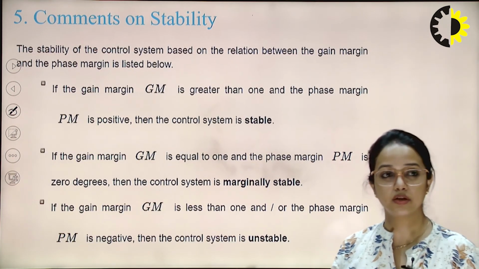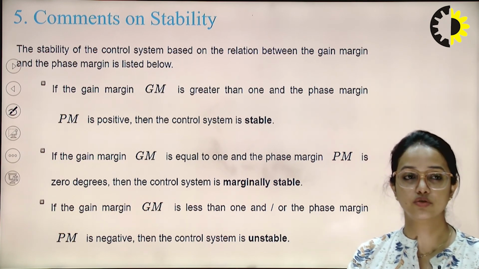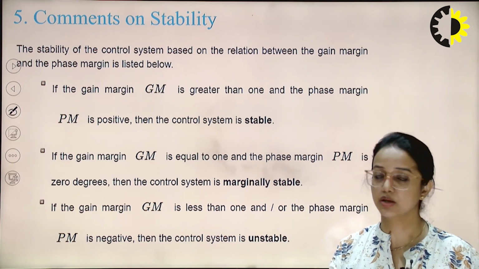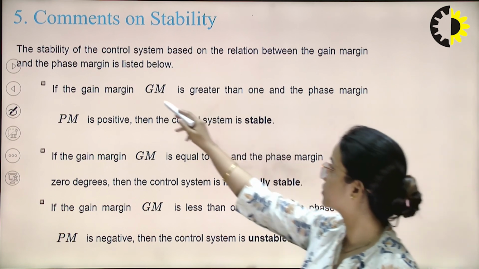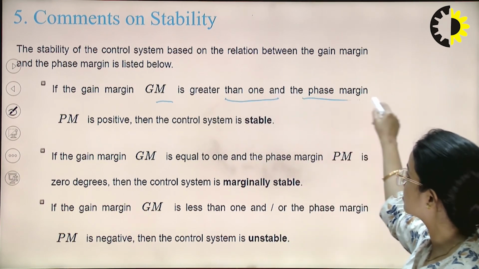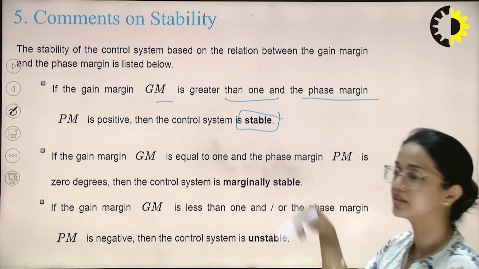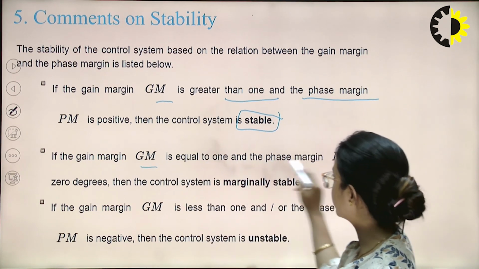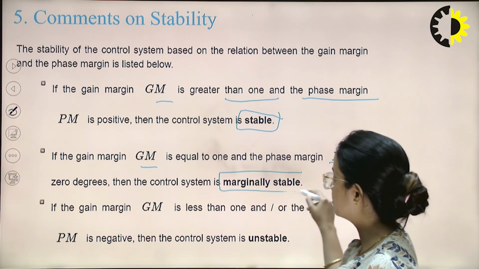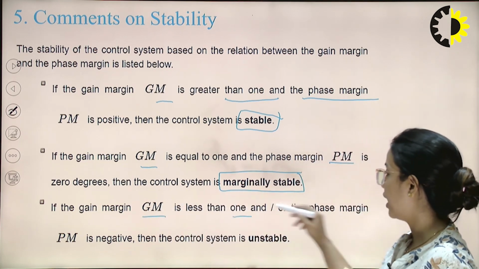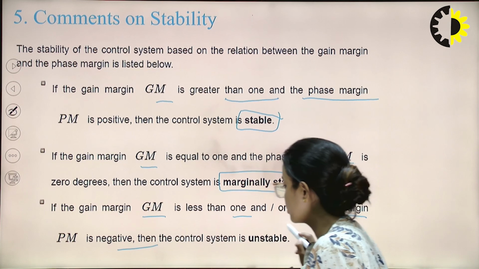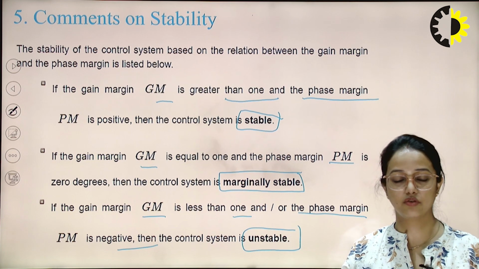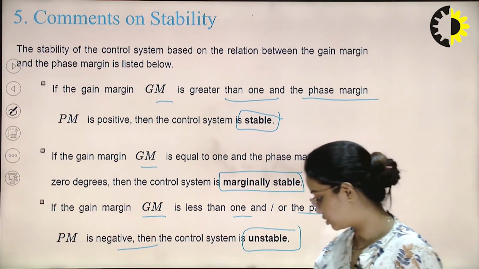Now, from here we can comment on stability. The stability of a control system based on the relation between gain margin and phase margin is listed below. If the gain margin GM is greater than 1 and the phase margin is positive, the system is stable. We have studied this in the previous lecture as well. If the gain margin is equal to 1 and the phase margin is zero, it is called a marginally stable system. And if the gain margin is less than 1 and the phase margin is negative, we call the control system unstable. So these are the comments using which we can comment on the stability of the system.